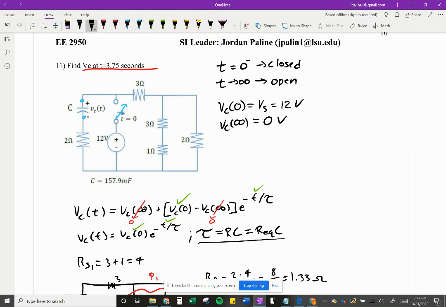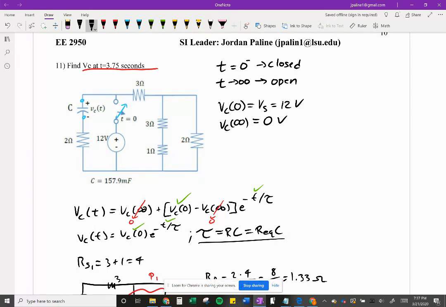So we know that initially, operating at steady state, the capacitor is going to have the same voltage as the source. So it's 12 volts. That's a piece of information that we need. And they want us to find V of C at a time of 3.75 seconds. Well, that already indicates that I'm going to be doing charging and discharging.